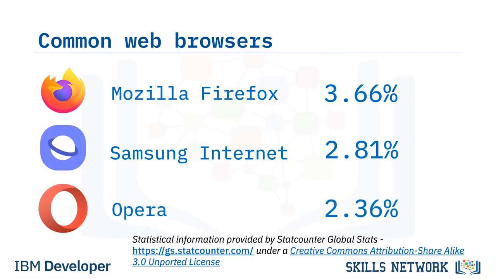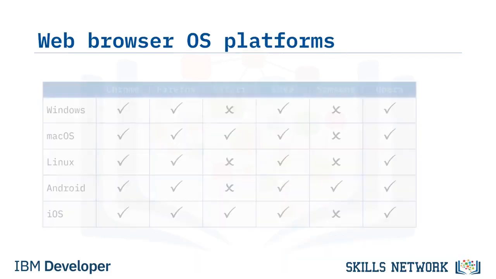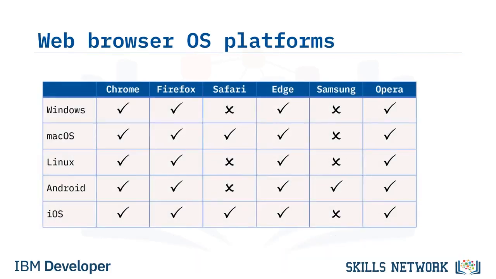web browser market. Apart from the 6 most popular web browsers, there are several other alternative browsers that you could use instead. This table summarizes which browsers each operating system supports.